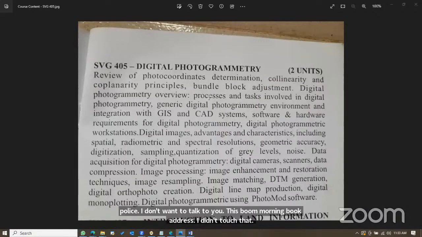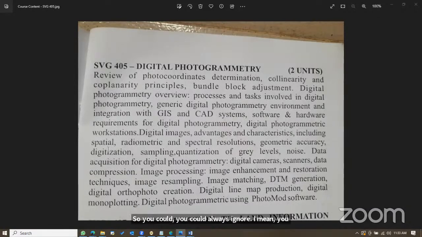So digital images, I've taught you that one. I've taught you all these ones. But when it comes to this place, sampling and quantization, gray levels, noise, I've not taught you that one. Data acquisition for digital photogrammetry, I've taught you that one. I've taught digital image cameras, but I've not taught you scanners and data compression. I've taught you other image processing, image enhancements and restoration techniques, but I've not taught you image sampling.